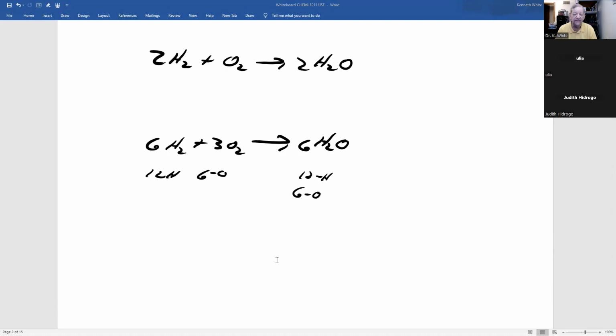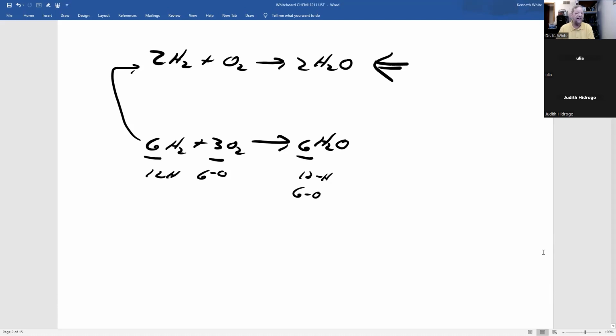That's a good question, Yulia. I'll come back to that in a second. Now, if you can divide all the coefficients by the same number and get a whole number, then you should. If I divide them all by 3, I'll come back to here. Notice this equation, I can't divide all the coefficients by the same number and get a whole number.